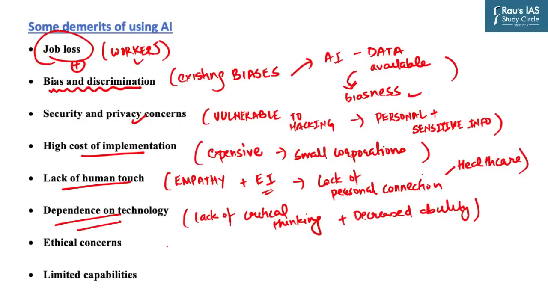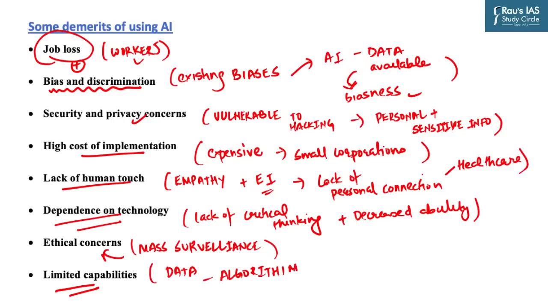Further, there are various other ethical concerns that are related with AI. AI systems can be used for unethical purposes such as mass surveillance, and thus it raises ethical concerns regarding the end use of AI. And at the very last, AI as of today has limited capabilities. AI systems are limited by the data and also by the algorithm they have been trained on, and thus may not be able to handle complex tasks or situations that require human judgment.